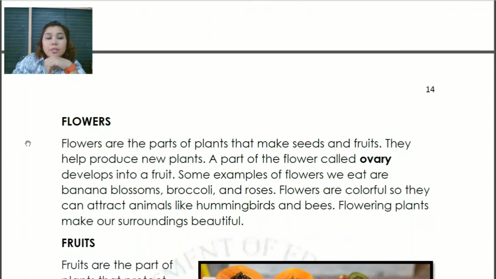Next, flowers. Flowers are the parts of plants that make seeds and fruits. They help produce new plants. A part of the flower called ovary develops into a fruit. Some examples of flowers we eat are banana blossoms, broccoli, and roses. Flowers are colorful so they can attract animals like hummingbirds and bees. Flowering plants make our surroundings beautiful because of the colors.